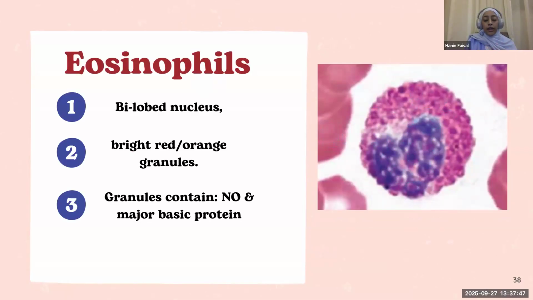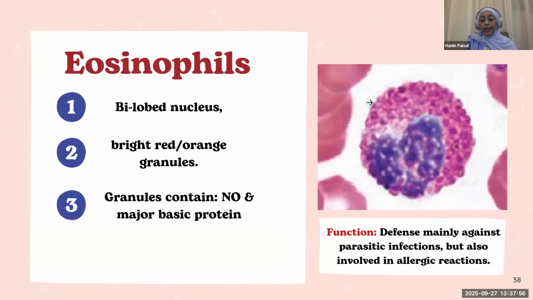Okay, and you have to know what the granules have. The granules basically have nitric oxide and major basic protein. Those are the two things that are going to be found in the granules of the eosinophils. And its function, it's mainly against parasitic infections. You can also find it involved in the allergic reactions, but mainly it's the parasitic infections.